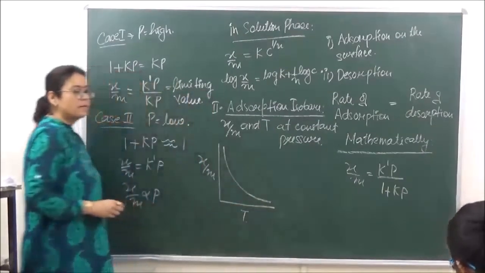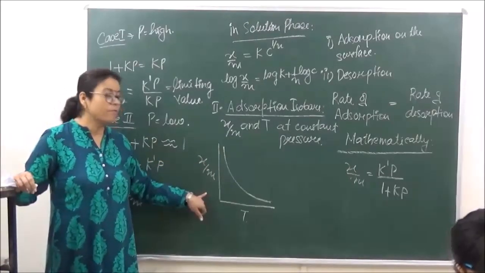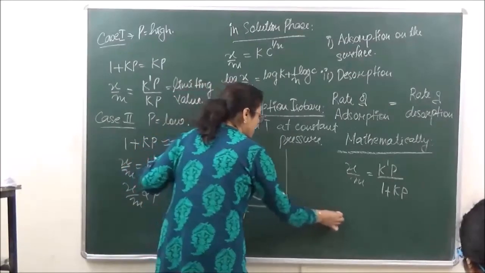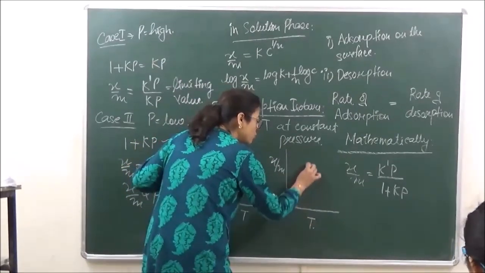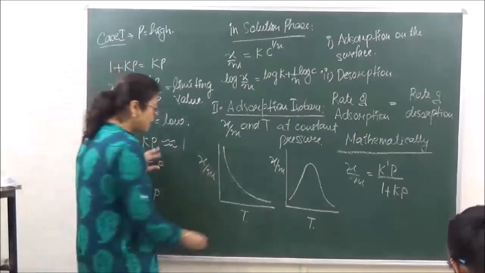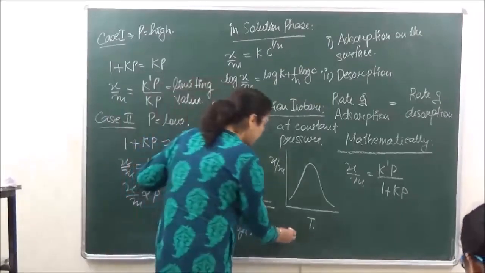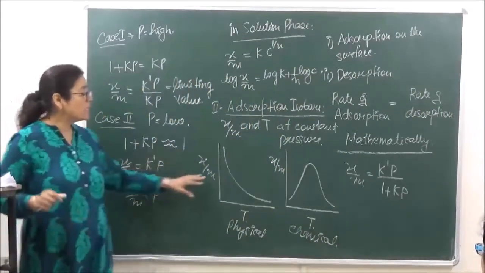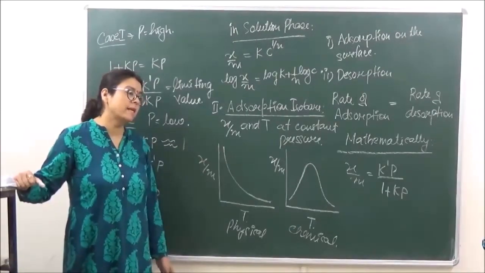So we are plotting a graph for physical adsorption between x by m and temperature at constant pressure. The graph comes like this. That is, with increase in temperature, the extent of adsorption keeps on decreasing. This is the graph for physical adsorption. And if you are doing it for chemical adsorption, then for x by m and T, the extent of adsorption first increases and then decreases. So you can see over here that this is the graph for physical adsorption and this is the graph for chemical adsorption. Both these graphs can be correlated to the differences in physical adsorption and chemical adsorption.